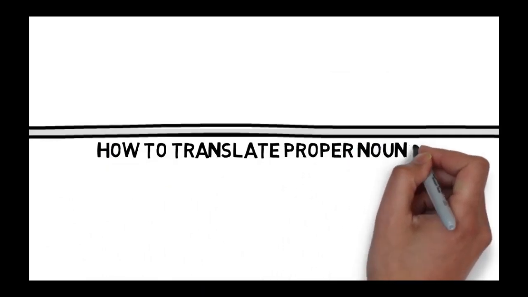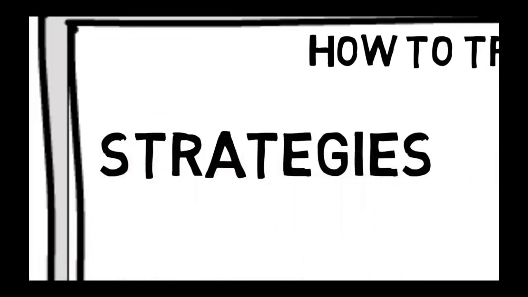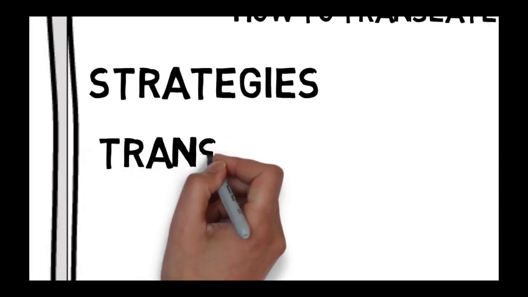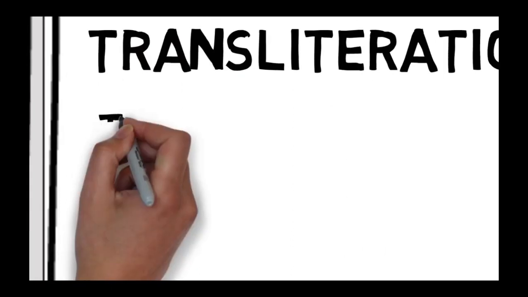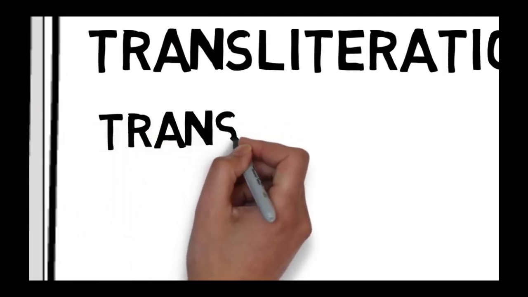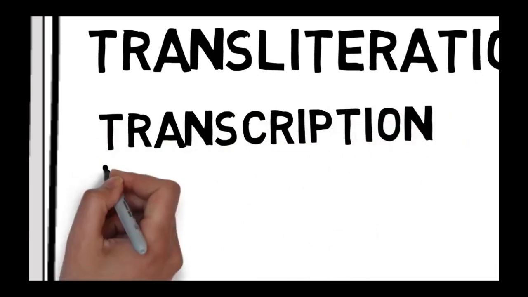How to translate proper nouns, Part 2. Today we'll learn more strategies for transliteration. To transfer an Arabic name, you can simply use phonetic transcription, that's the international phonetic symbols.